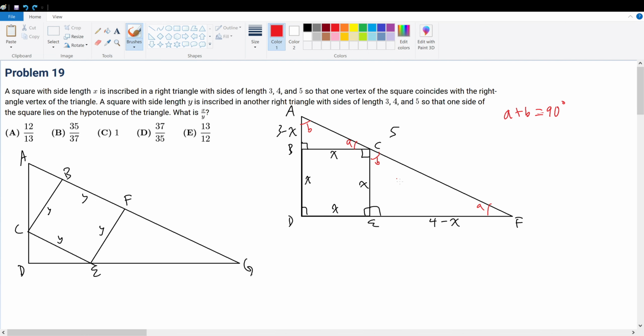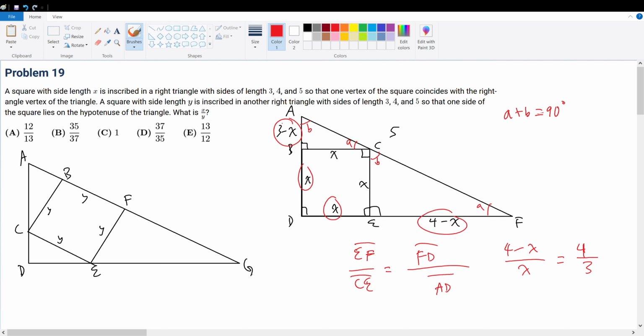Now let's consider how to solve this question. We know that EF over CE is equal to FD over AD. Right, it's the base over height in similar triangles. So EF is 4 minus x, CE is x, and we know that FD is 4, and we know that AD is 3. So therefore we can solve for x. And I chose these specific side lengths because I know what they are: 4 minus x, x, x, 3 minus x. So always relate to given sides that you already know. In this case, 4x is equal to 12 minus 3x, therefore x is equal to 12 over 7.